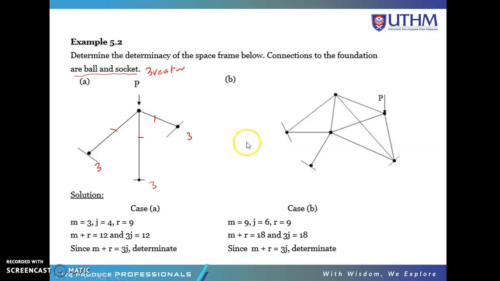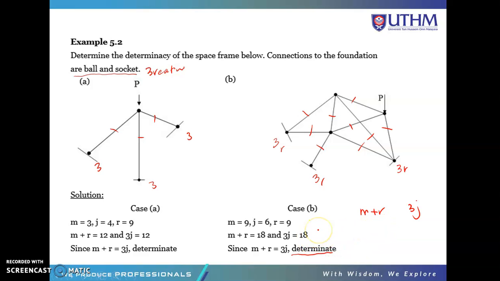Similar with this case. In this case, M is equal to 9: 1, 2, 3, 4, 5, 6, 7, 8, 9. J is 1, 2, 3, 4, 5, 6, so 6. R is 9, because the supports are ball and socket joints. This one is also a ball and socket joint, and this one will also give us 3 reactions. So R here is 9. We substitute in this equation, which is 3J, and we get the same, so it is determinate.